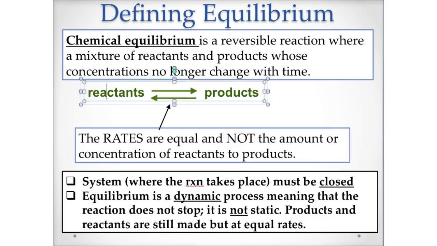So you could be making product at a constant rate. You could have the same concentration over time, but that doesn't necessarily mean that this concentration of product is going to equal this concentration of reactant. Okay, it's not what equilibrium is. It just means that you're making product and you're making reactant at the same rate. That's it.